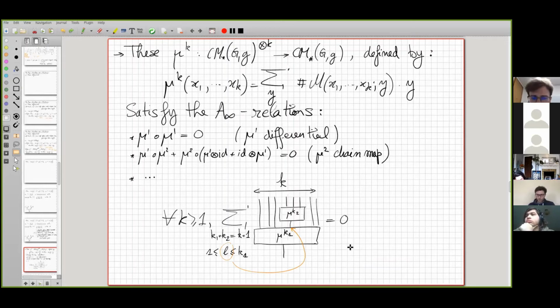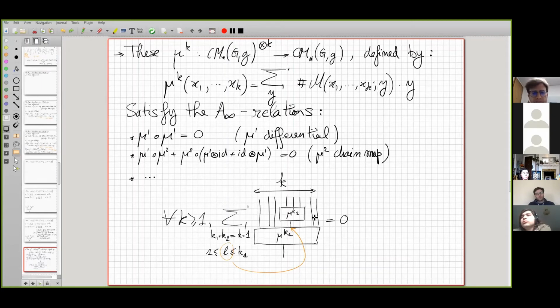Okay, you sum over all the possible ways to break a diagram into two pieces, mu k1 and mu k2. So if you fix this length k, you have a relation like that. You sum over all possible ways of decomposing k plus 1 into k1 plus k2, and also over all the possible places here to stick in mu k2. Okay, all right, so that's the infinity structure on the group.